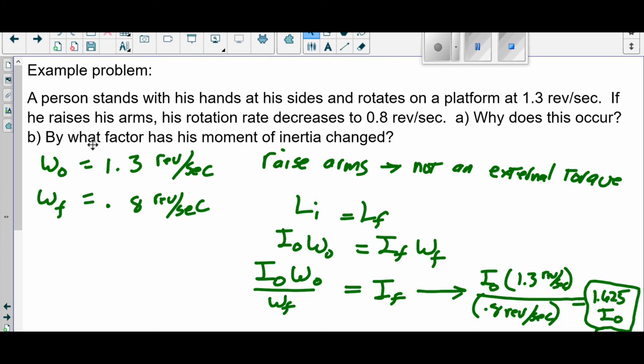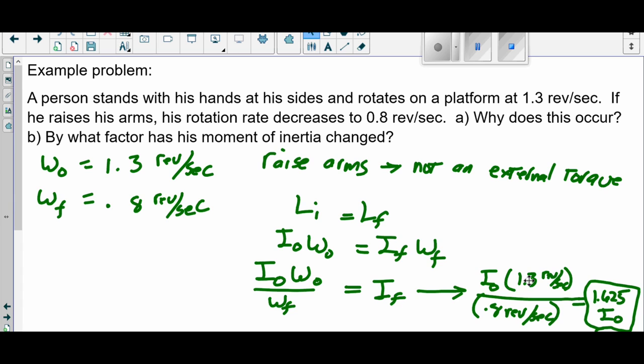The question asks by what factor has his moment of inertia changed. So I want to know about his moment of inertia at the end. So I need to isolate I final here. So I divided both sides by omega final, and I got this expression. I don't know what I initial is, but that's okay because they're asking me by what factor has it changed. So I'll just leave it as I initial.